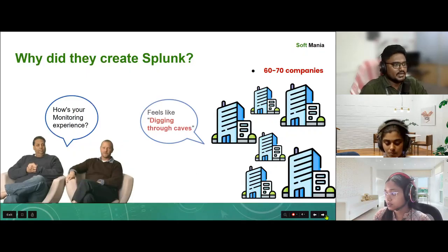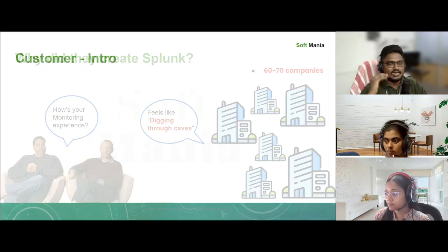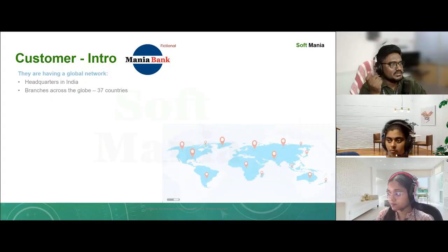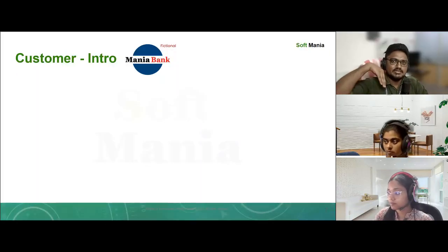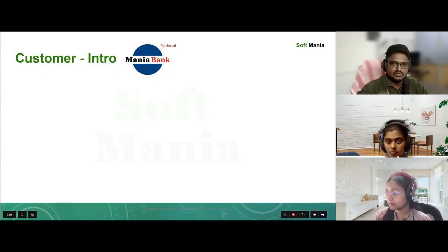Some of the people replied that it is like digging through caves, like using goggles and digging through caves. That is how they picked the term Splunk. Splunking is a keyword used when you are going through caves. So let's understand what they mean by digging through caves. Why did companies say it is very difficult to understand and troubleshoot?